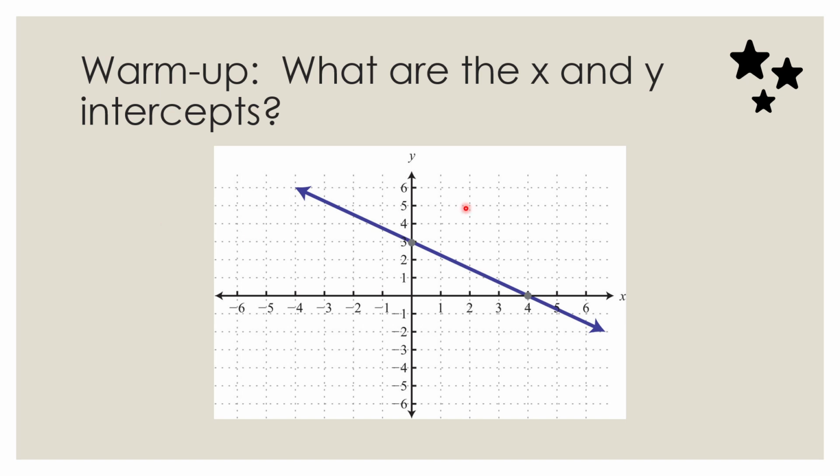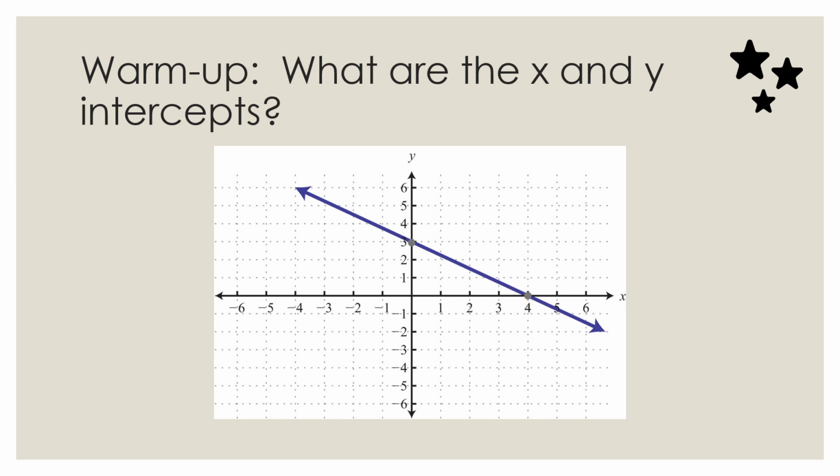Fantastic job. Let's take a look at this guy together. So, what are the x and y intercepts? Now, remember, we talked about this last week. Intercepts are where we intercept the line stated. The x-intercept is where we intercept or cross the x line. The y-intercept is where we intercept or cross the y line. So let's go ahead and complete x first. So what I'm going to do is follow our line and find that point where we hit the x.